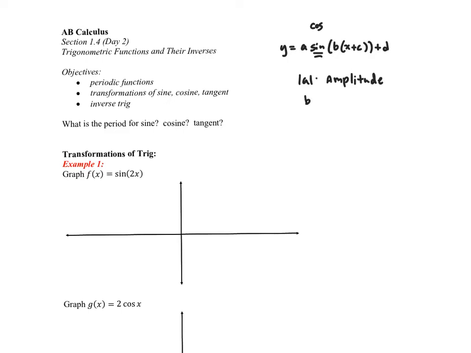B is going to be what we call, it has an effect on the period of the function. So how often the period happens, or how often the function repeats itself. So with sine and cosine, in order to find the period, we would take 2 pi and divide by b. Okay, C is going to be our phase shift. And a phase shift is a horizontal shift, so it could be left, could be right. And D is our vertical shift.